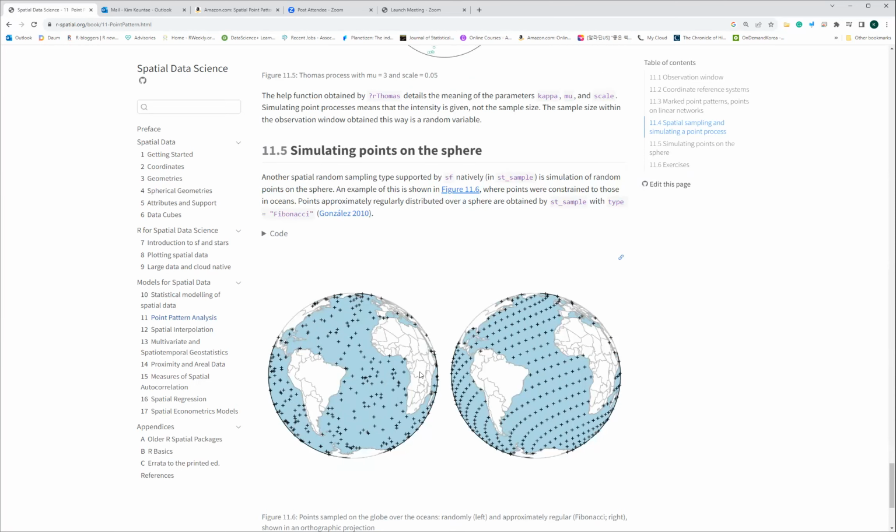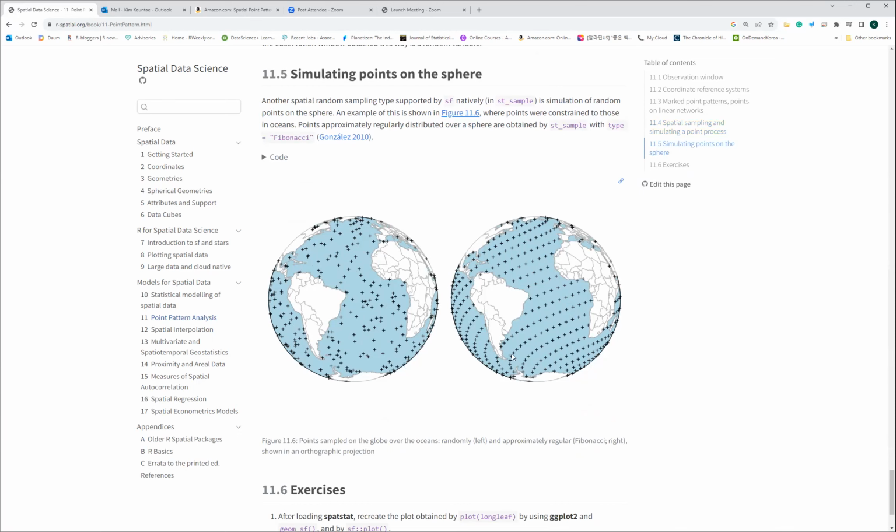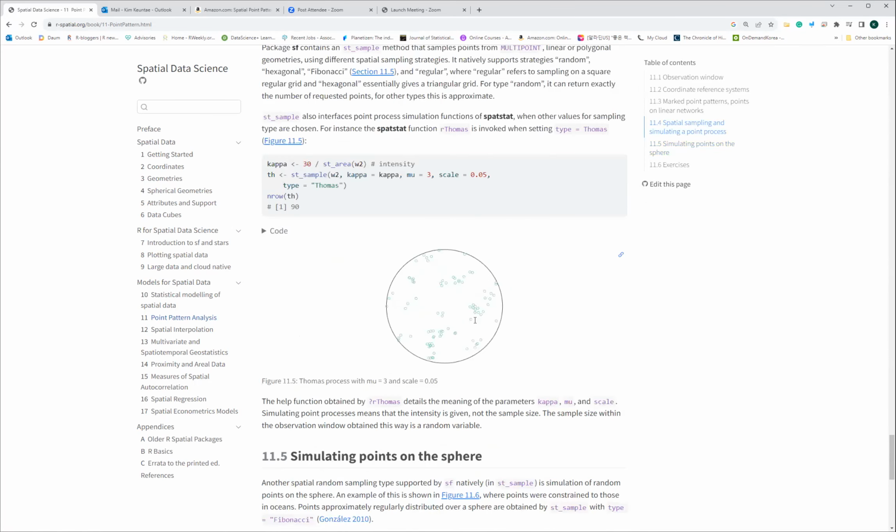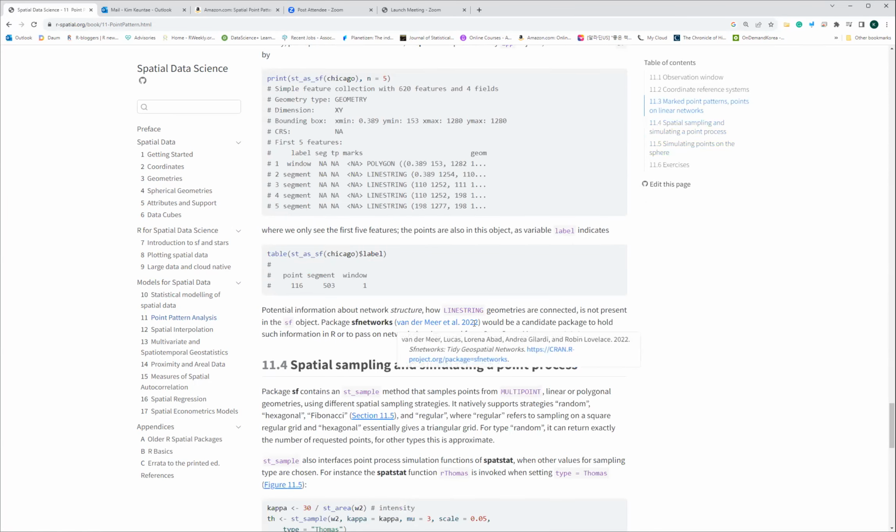And then chapter 11.5 is just an example of simulating points on a sphere, two-dimensional. But whenever you have a sphere coordinate system, you can also draw randomized point pattern analysis using this kind of sphere coordinate system. So this is actually the end of chapter 11.